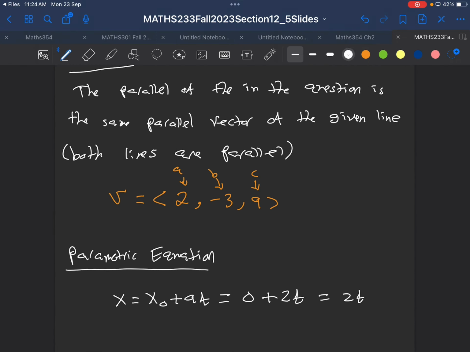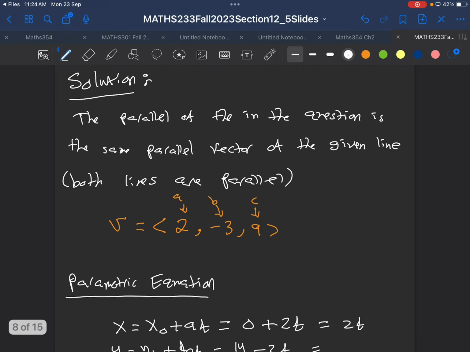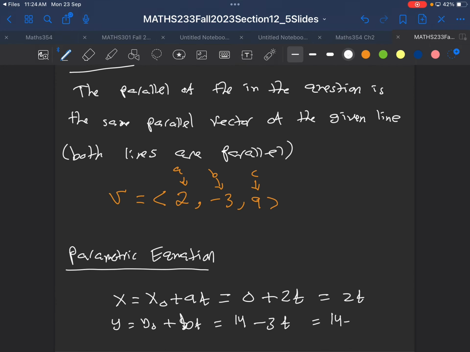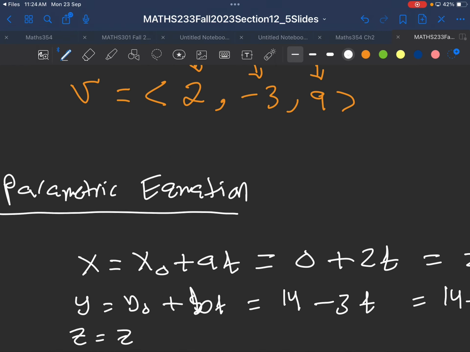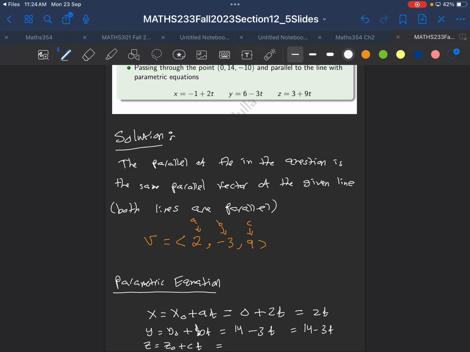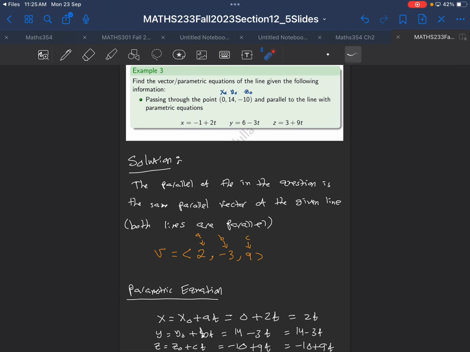Next, I have 14. So the y will become y naught plus bt. This will be 14 minus 3t. Finally, we will deal with the z in the same way we just did. And dealing with the z, this is negative 10 plus 9t. So the final answer is negative 10 plus 9t. And this is the parametric equation.